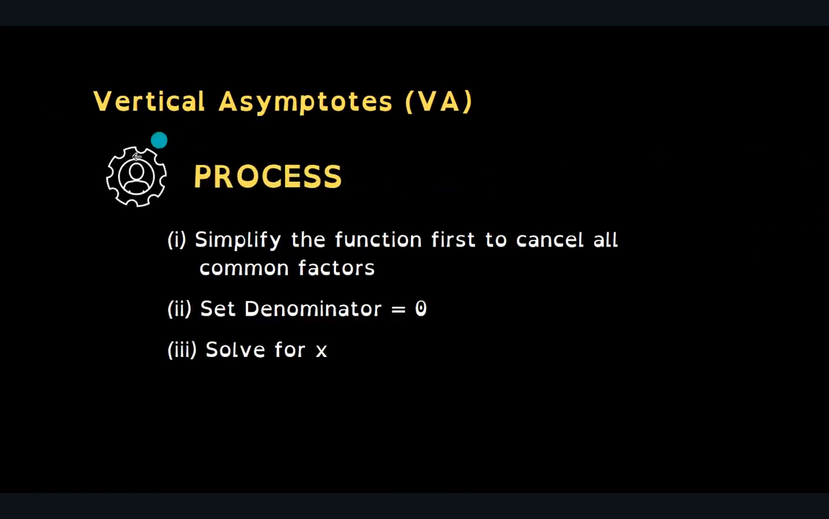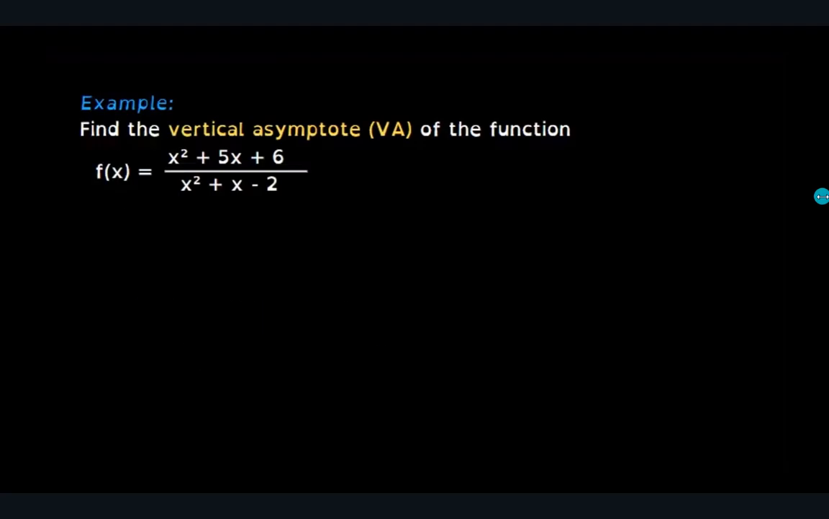Okay, so first is to find out the vertical asymptotes in this case. So what are the processes for the vertical asymptotes? Una, simplify the function first to cancel all common factors. Pangalawa, we will set the denominator ngayon equal naman kay 0. And pangatlo, solve for the x value. So 3 simple steps ang kailangan natin masunod. So gawin natin siya dito.